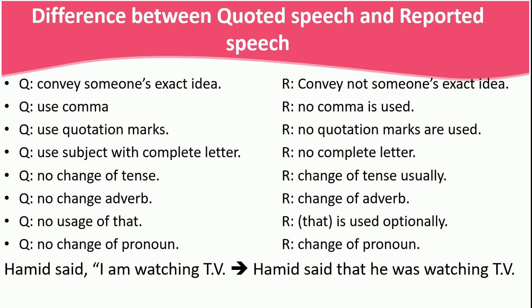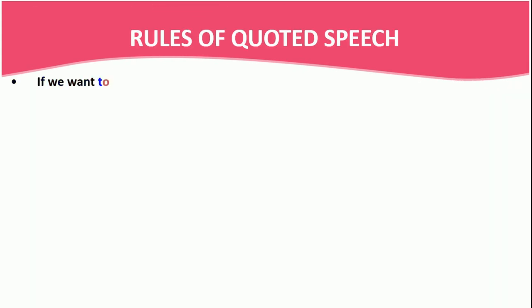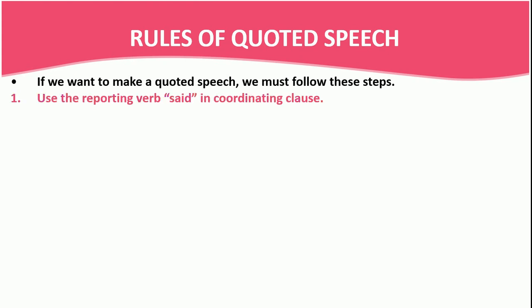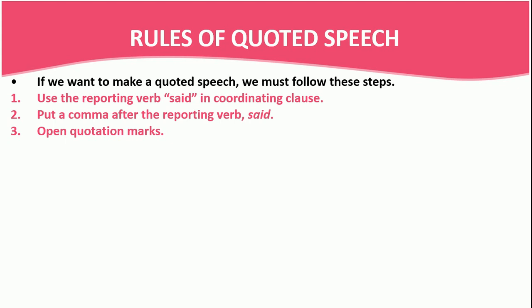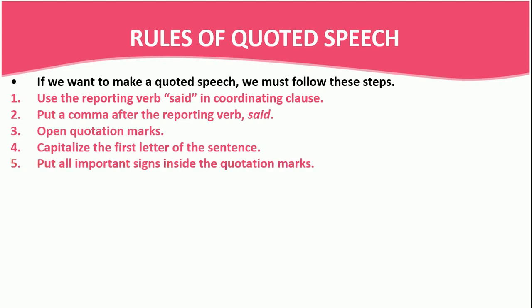So let's move forward. Now, rules of quoted speech. There are certain rules that you should learn when you want to make a sentence in quoted speech. The first one is use a reporting verb said in the coordinating clause. Said is a reporting verb, it should be used. Put a comma after the reporting verb said, and then open quotation marks, and then capitalize the first letter of the sentence, and then put all the important signs inside the quotation marks. Close the quotation marks.